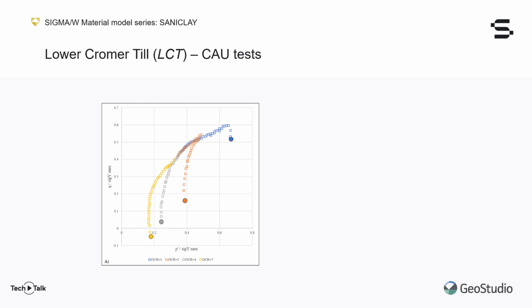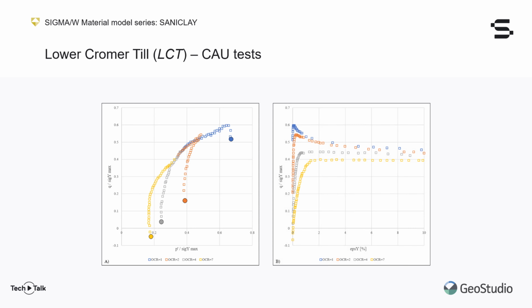Notice both axes here are normalized by the maximum vertical total stress reached during each test to ease representation. Also note that the deviatoric stress, Q, used for the y-axis is defined as the difference between the vertical and horizontal stress. The corresponding stress-strain behavior for these undrained tests is shown on the right.